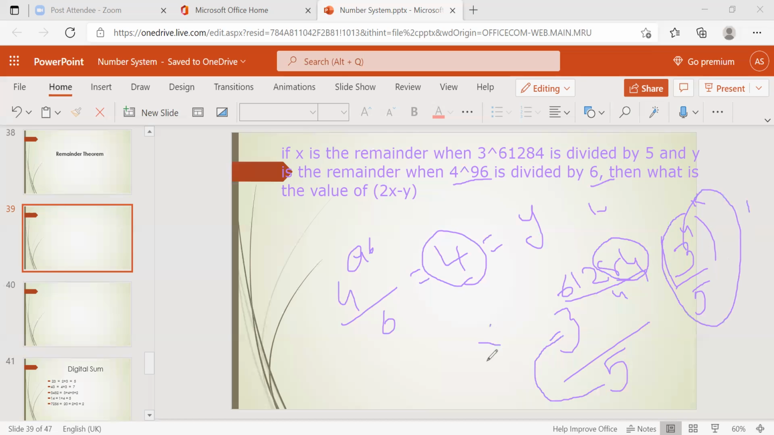So the x value will be 1 and the y value will be 4, right? Now what they're asking is 2x minus y. 2 into 1 minus 4 is nothing but minus 2. So don't convert it into positive, because it is not a remainder, it's a value. Okay, it's a value of minus 2.